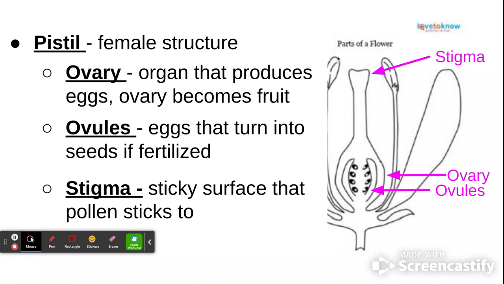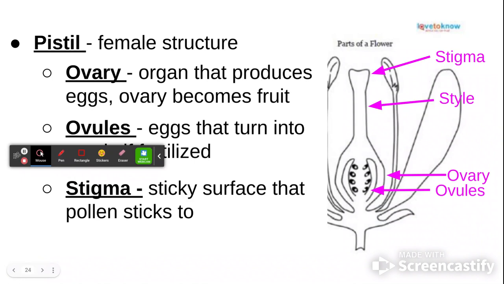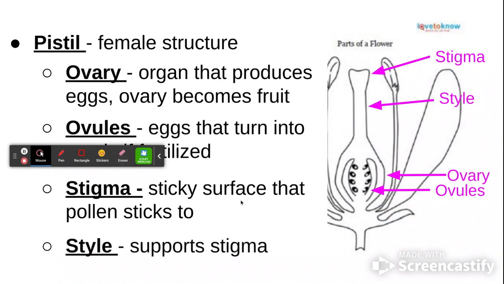So male parts make plant sperm, pollen. It's going to eventually land on the female parts, and the female parts have the eggs, the ovules, that are going to turn into the seeds. Now, the part that holds up the stigma is called the style. So the style is the part that is just supporting and holding up the stigma there.